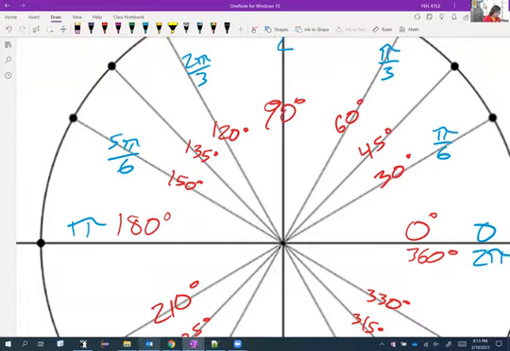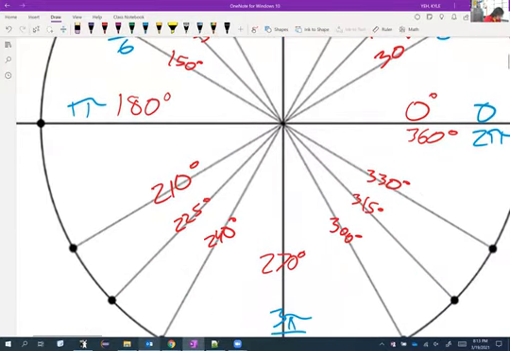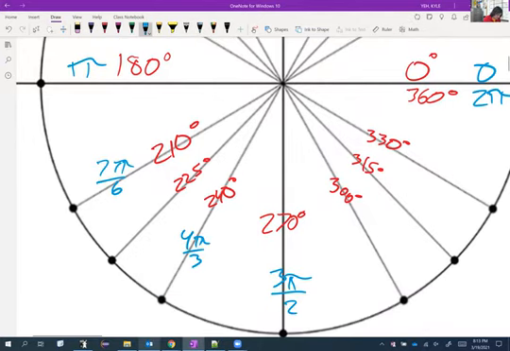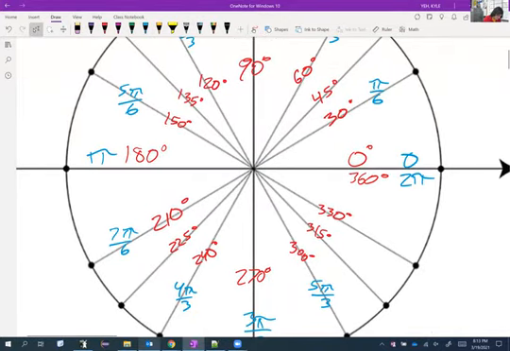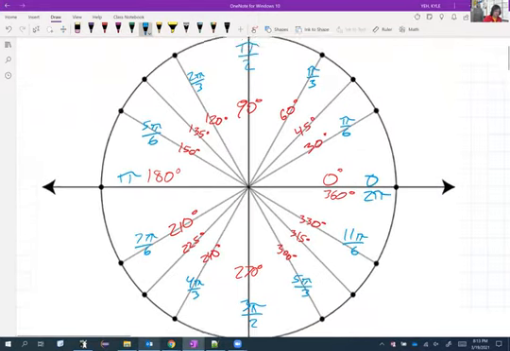Let's do the same on the bottom half. So 7 pi over 6 doesn't simplify. 8 pi over 6 would be 4 pi over 3. 9 pi over 6, yep, that works out there, 3 pi over 2. 10 pi over 6 is 5 pi over 3. 11 pi over 6 is just 11 pi over 6. And 12 pi over 6 would be 2 pi.